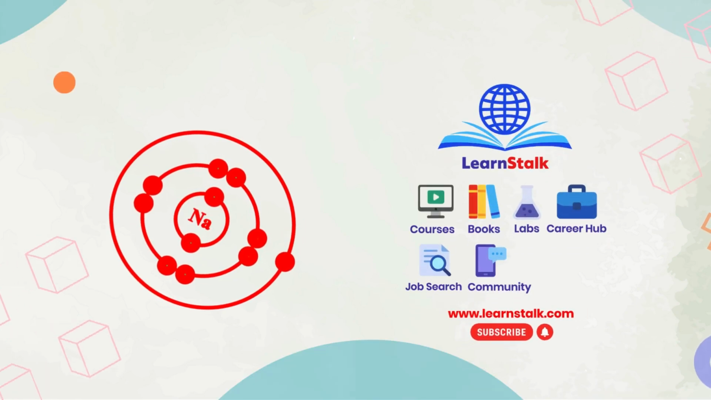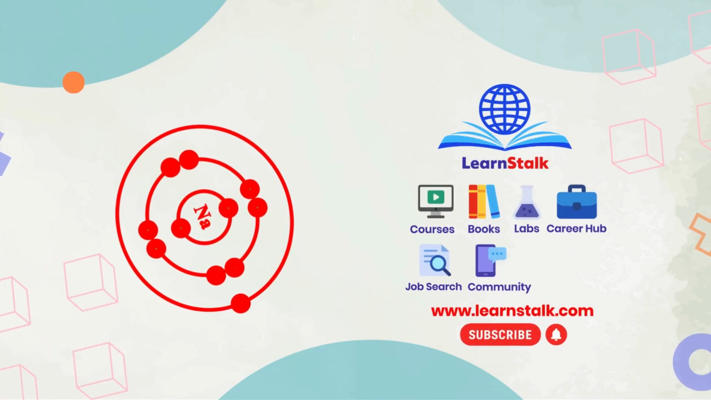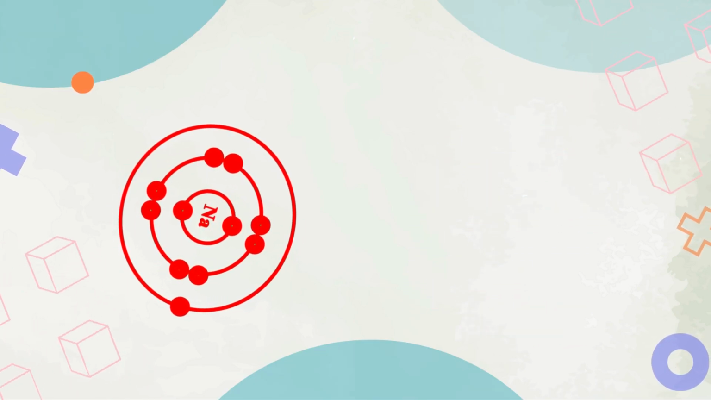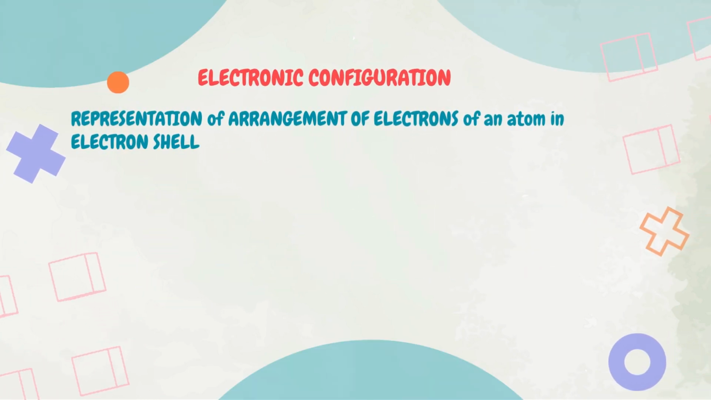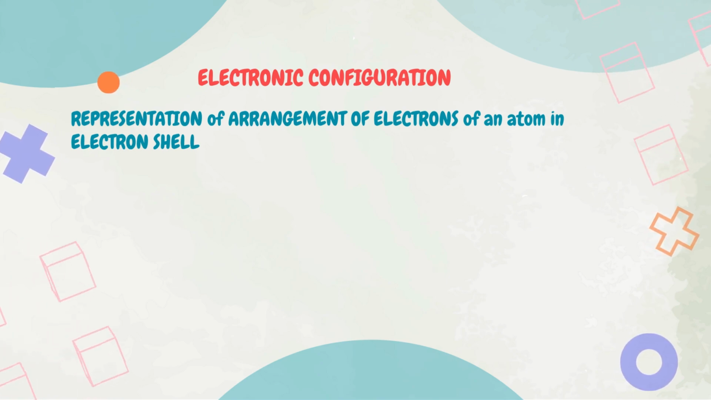Did you know that the way electrons are arranged in an atom determines its behavior in chemical reactions? Let's uncover the electronic configuration. The electronic configuration is the representation of the arrangement of electrons of an atom in the electron shell.